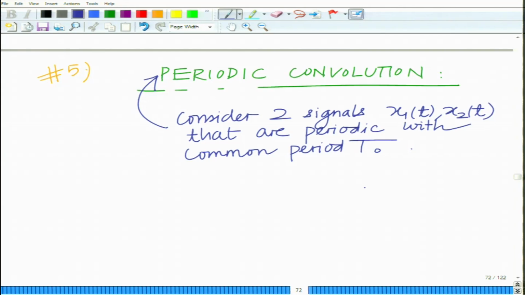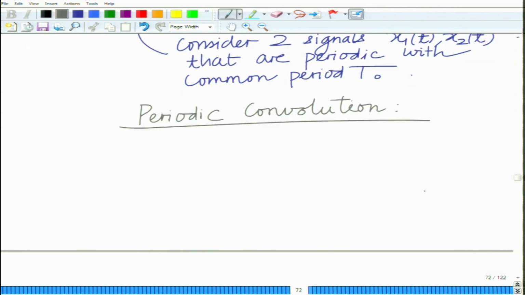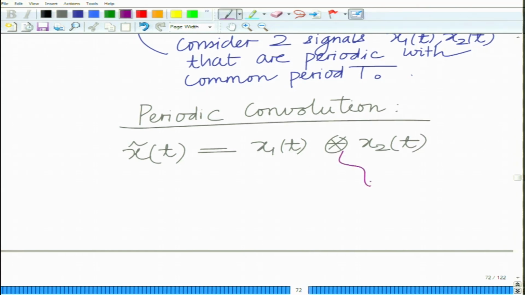With a common period T naught. Now periodic convolution is defined as follows: the periodic convolution of these two signals with a common period T naught is x tilde t equals x1 t convolved with x2 t, and this is the symbol for this periodic convolution.